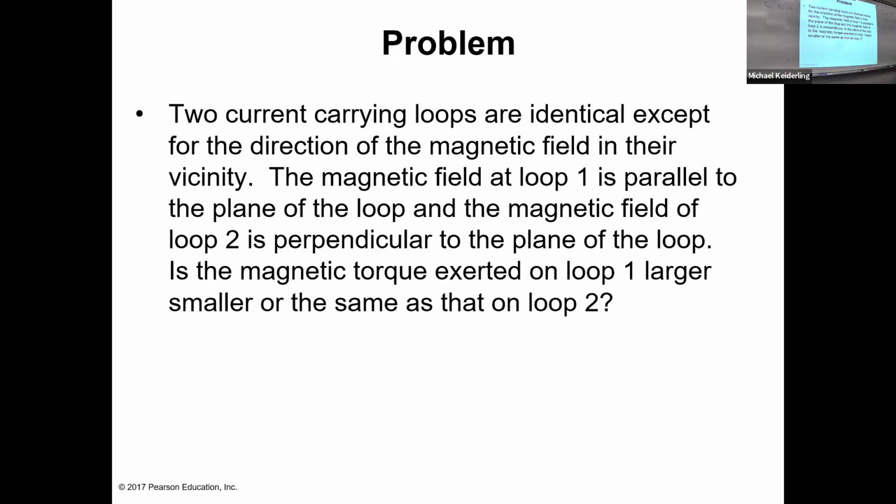So loop 1 is sitting in a magnetic field that is pointing basically this direction. If the magnetic field is pointing this direction, loop 1 is like this. Loop 2 is like this. So is the magnetic torque exerted on loop 1 larger, smaller, or the same as that on loop 2?